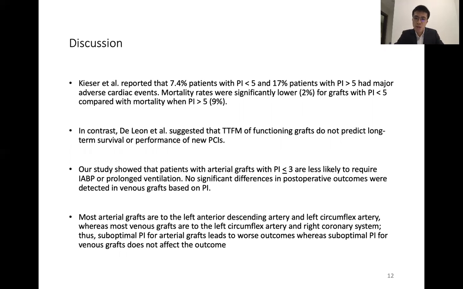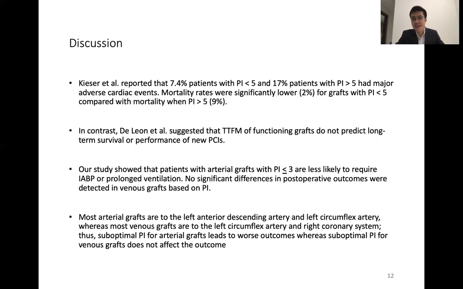Our study showed that patients with arterial grafts with PI less than 3 are less likely to require IABP or prolonged ventilation. There's no significant difference in postoperative outcomes in venous grafts based on PI. The reason behind this, we believe, is that most arterial grafts are connected to the left anterior descending artery and left circumflex artery, whereas most venous grafts are connected to the left circumflex artery and the right coronary system. Thus, a suboptimal PI for arterial grafts leads to worse outcomes, whereas a suboptimal PI for venous grafts does not affect the outcome as much.